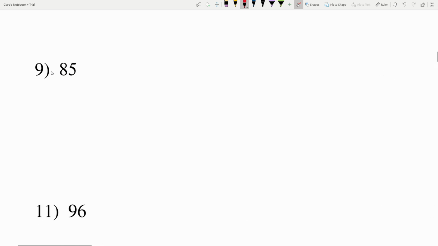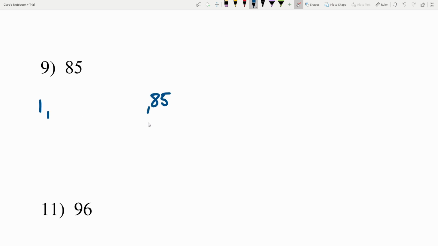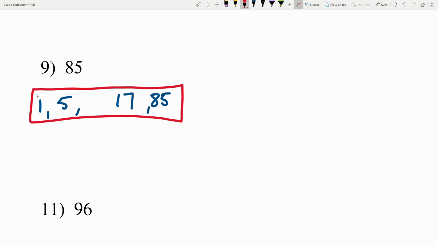In number 9, we have 85. So I know that's going to be 1 and 85. It's an odd number, so it's not going to have any even factors. So that right away eliminates 2, which therefore eliminates 6. But it's divisible by 5 because it ends in a 5, and that's going to be 5 times 17. No other number divides evenly into 85, so the factors are just 1, 5, 17, and 85.